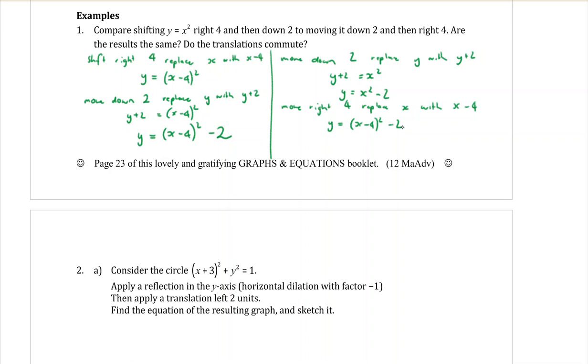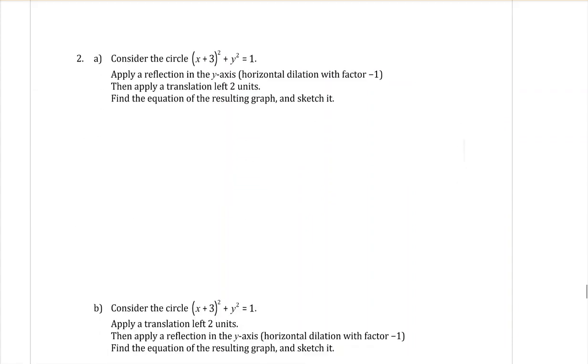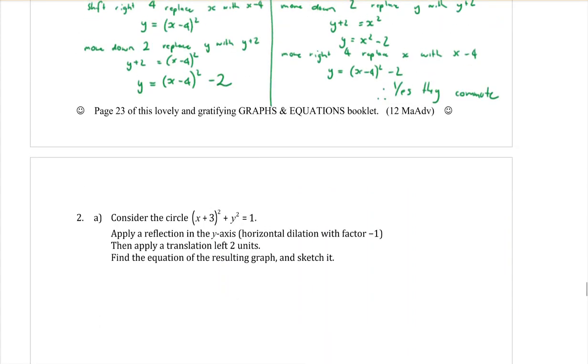And that is the exact same equation as what I had when I did it the first way. So that is an example of showing that those 2 translations, a horizontal and a vertical translation, they do commute. Therefore, yes, they commute. Question 2. We're only doing 2 questions. Should be a nice quick one today.